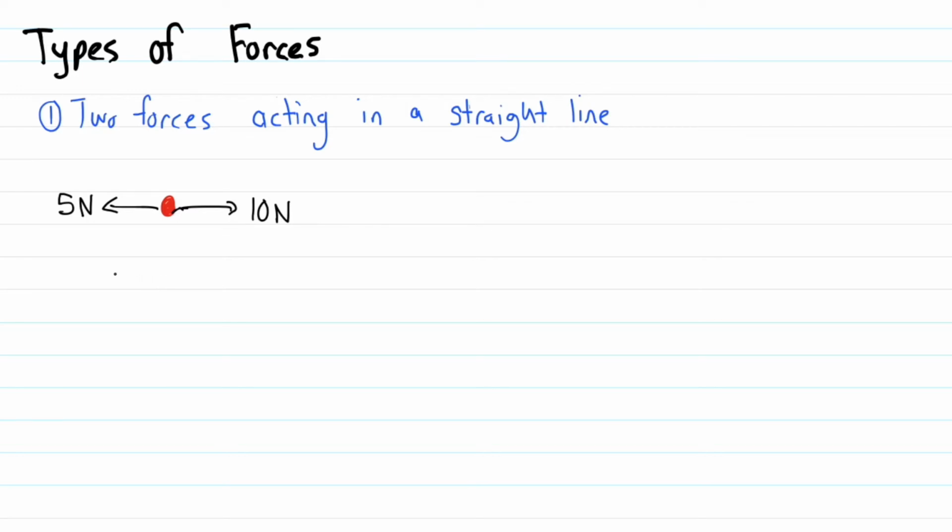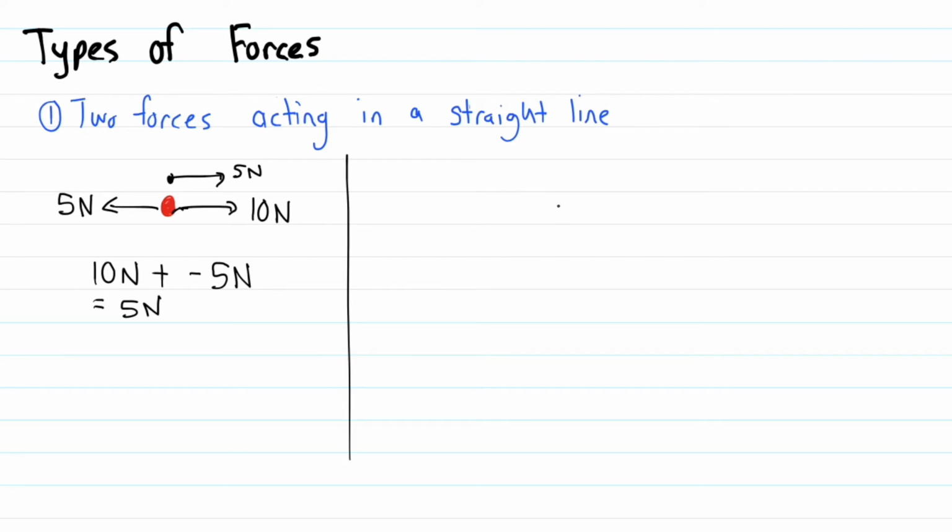What we do is we add up both forces. So we put 10 Newton plus, we don't plus 5 Newton, what we do is we plus minus 5 Newton. The reason why we plus minus 5 Newton is because we assumed that all forward direction will be positive and any backwards direction is negative. So the resultant force will be 5 Newton going in the direction of the bigger force here, which is the forward force.